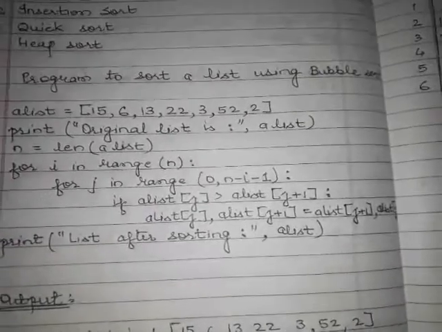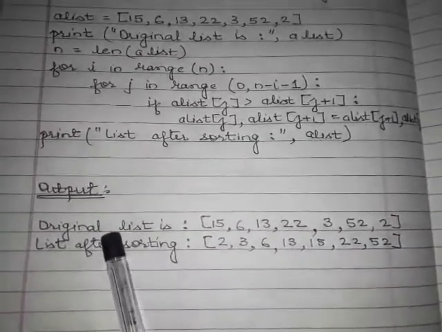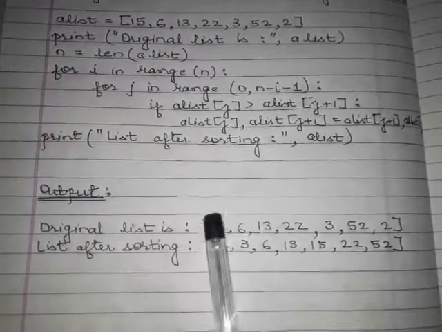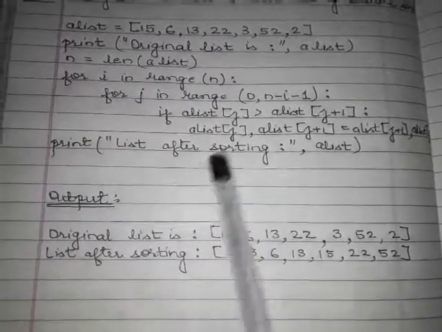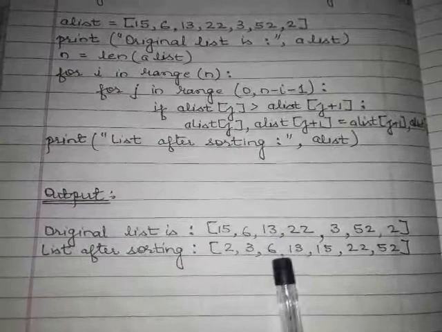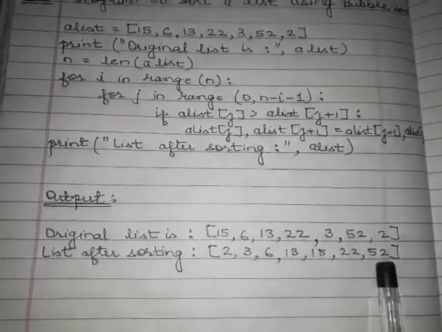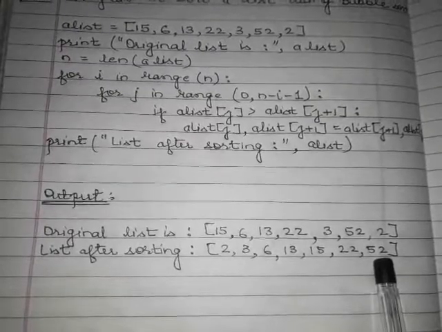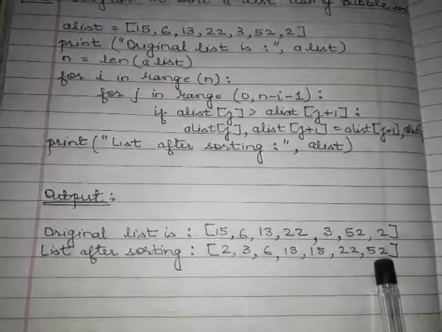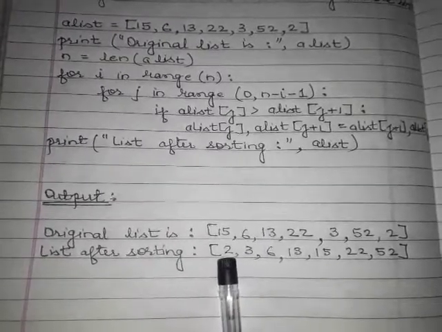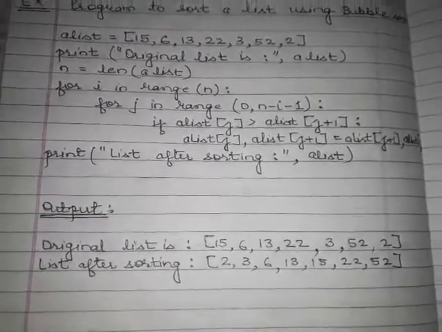We will run this program, but before we run it, what is the output? This is our original list, which is in unsorted manner, and after running this program, the list will be like this: 2 3 6 13 15 22 52. Look here, the heaviest element, the largest element, is at the last of the list, and the smallest element is at the beginning. So let's start how we can run this program.